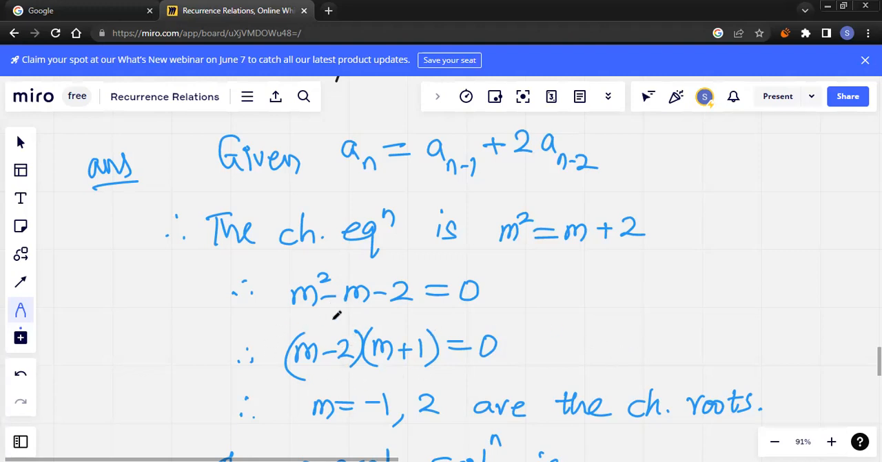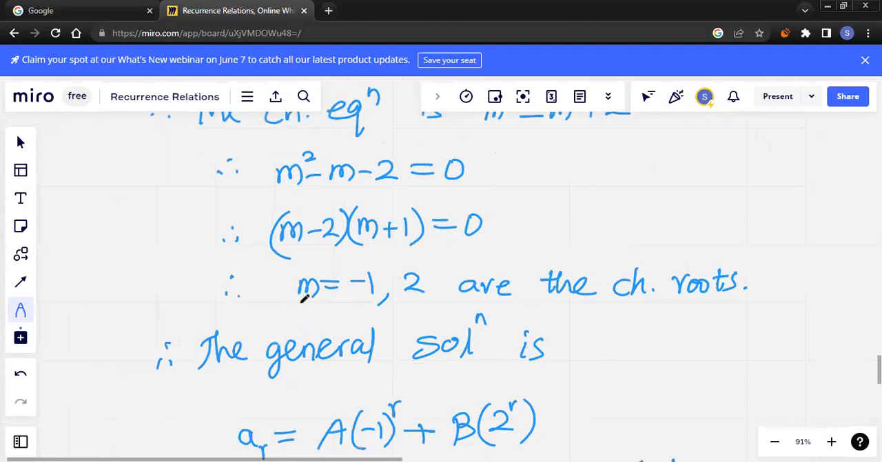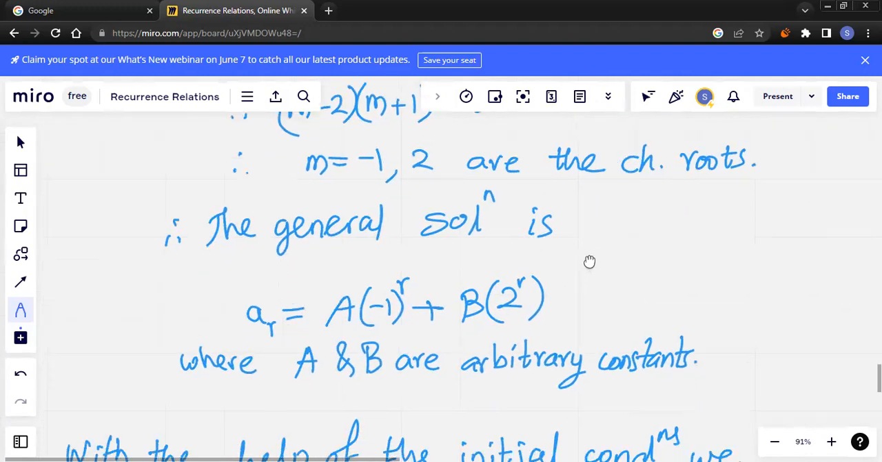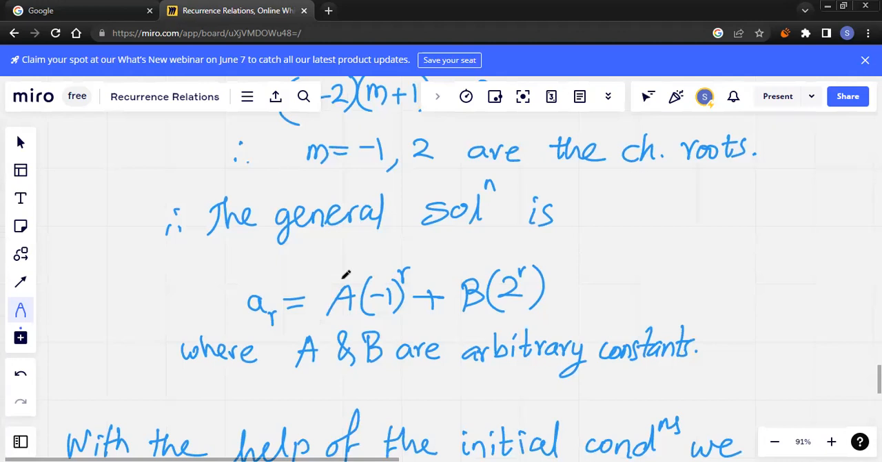So we got the factorization to be (m minus 2)(m plus 1) equal to 0. And obviously m equal to either minus 1 or 2. So these are the characteristic roots. Therefore the general solution will be written as a_r is equal to capital A times (minus 1) raised to r plus capital B times 2 raised to r, where A and B are arbitrary constants.